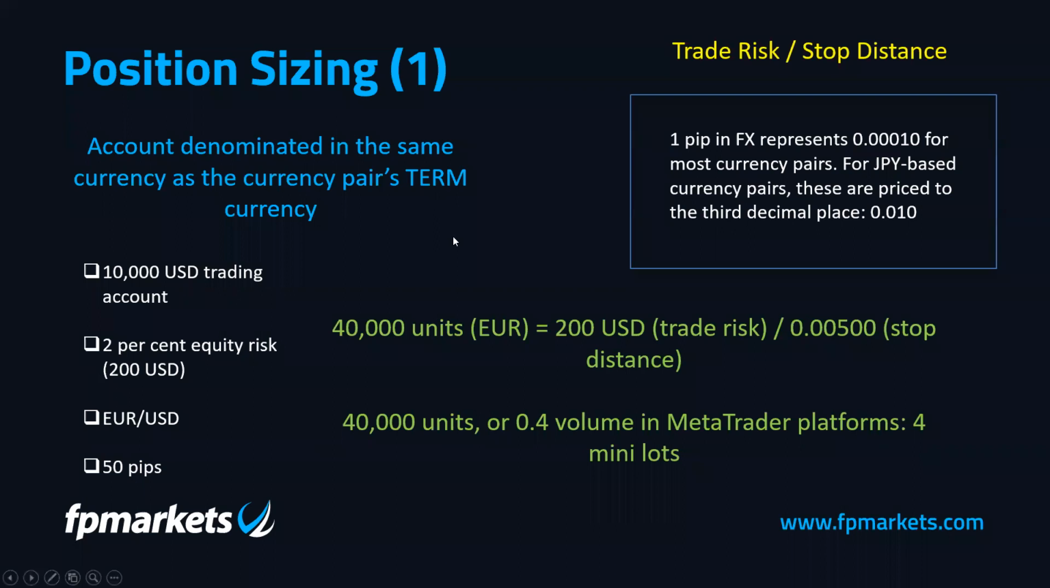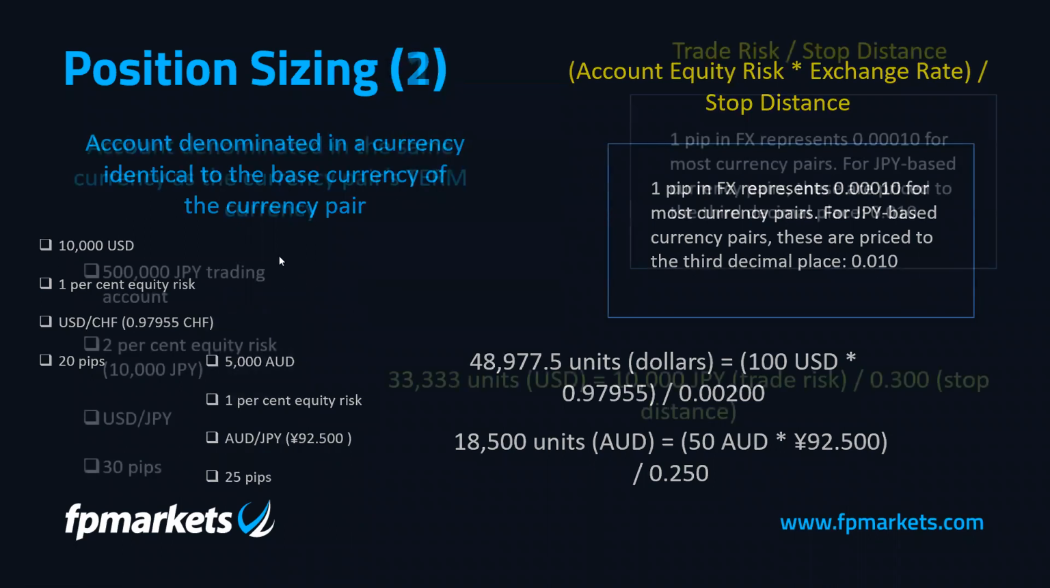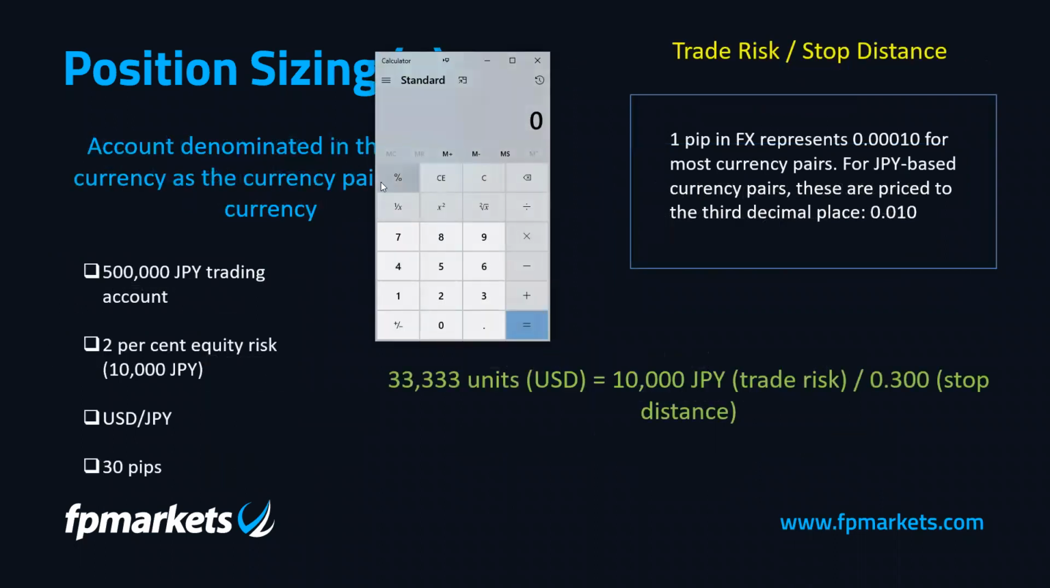Okay, so moving on to the next one. This gets a little bit more confusing. But look how quick that will take. How quick can we really calculate our position size? So look, 10,000 Japanese yen divided by 0.300, our pip. There's our units. Divide that by 100,000, and there's your input for your MetaTrader terminal. In the time you've calculated this, you've just opened your broker's position size calculator, in my opinion, or you've just started inputting your details there.